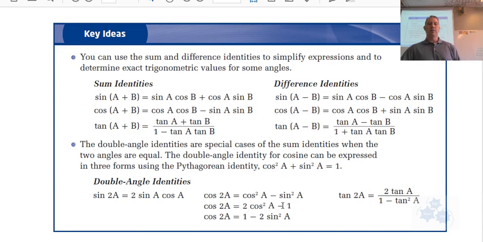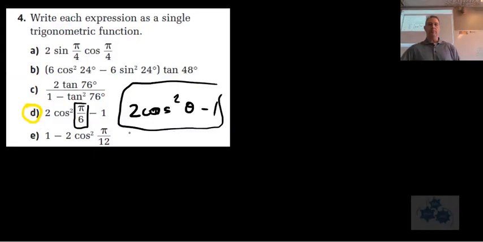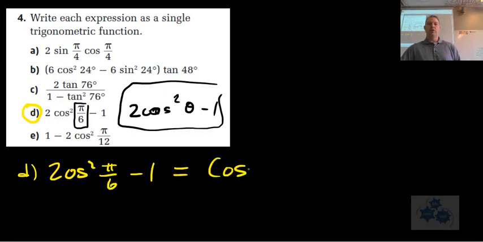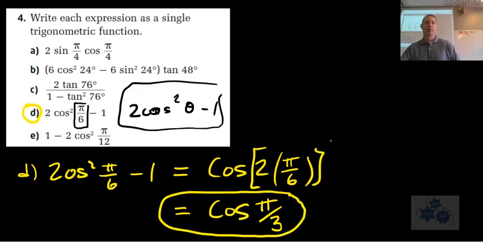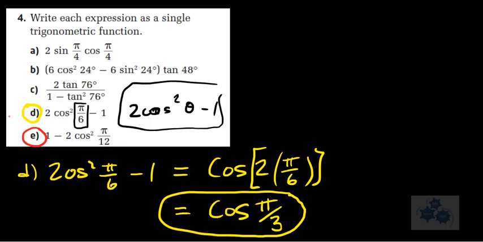So this right here is the same pattern as we see right here. So for D, 2 cos squared pi over 6 minus 1 actually equals cos of 2 times whatever that theta is, and this is in brackets as well, of course. So this is cos of pi over 3. Does that look good? Does that make sense? Any questions about that?